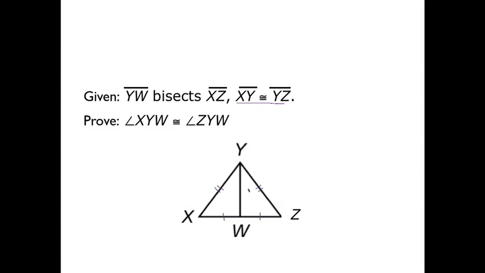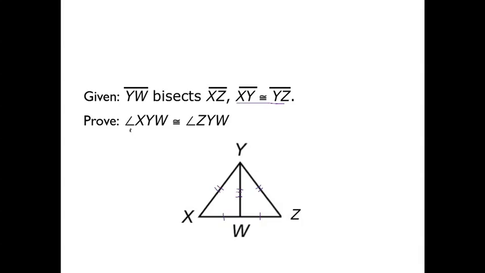Now, here is again where the simple property that's so easy to overlook has to be utilized. YW is a shared side for the triangle on the left and the triangle on the right. It's congruent to itself. So YW is congruent to itself. Given that, what I have is three sides of one triangle, the one on the left, congruent to three sides of another triangle. So the triangle on the left is congruent to the triangle on the right by side, side, side.